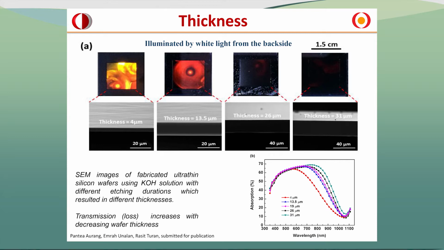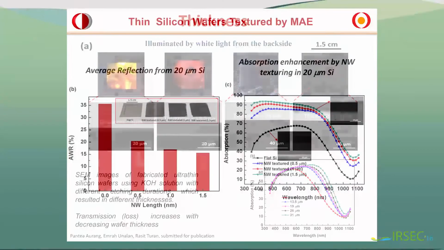We illuminate these thin layers from the backside. You see the transparency increases with decreasing thickness. Of course, this is something already expected. And you can also see this from the absorption spectra, starting from the near infrared region and the red region of the spectrum. The absorption decreases with the decreasing thickness. This is also something expected.